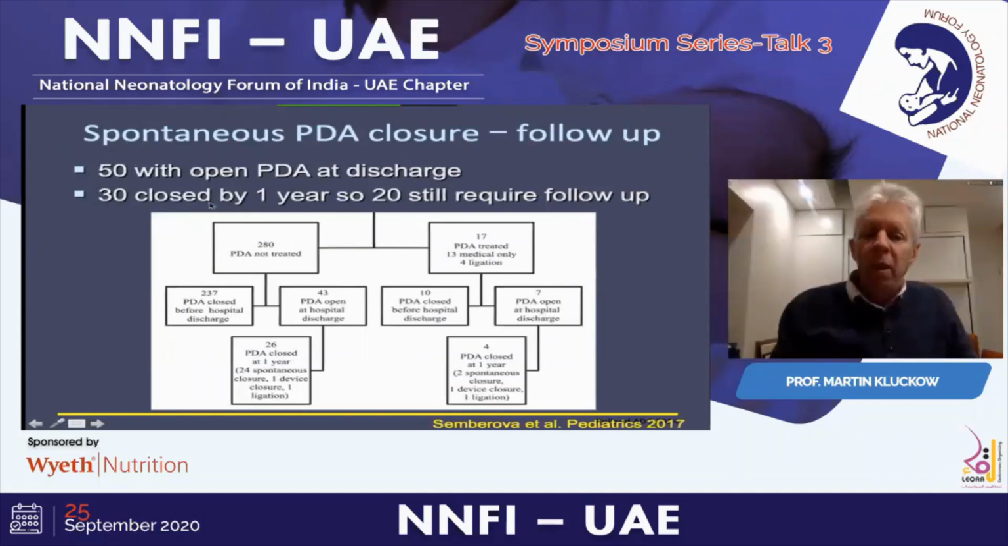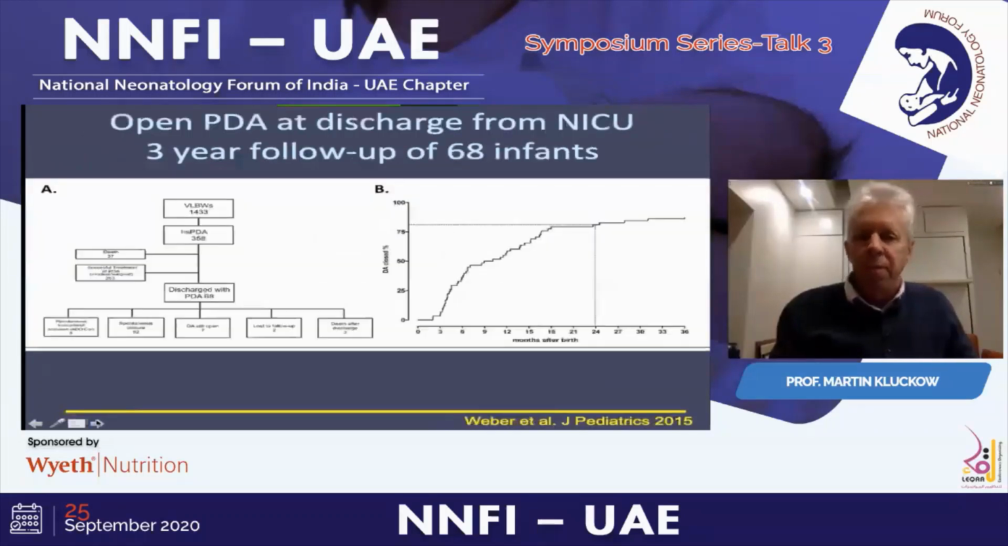And then by 1 year of age, 30 have closed. So there were still 20 babies requiring follow-up from this cohort. So it's about 10% of their, or a little bit less, 8% of their babies still required follow-up because of an open PDA. And here is data from another trial looking at very low birth weight infants with PDA.